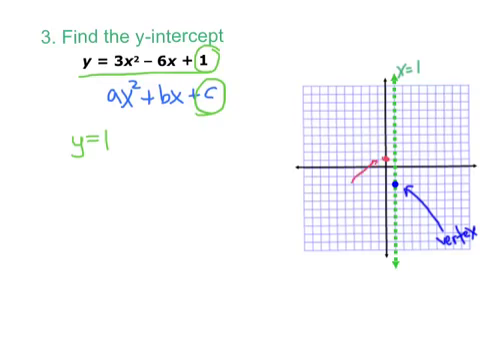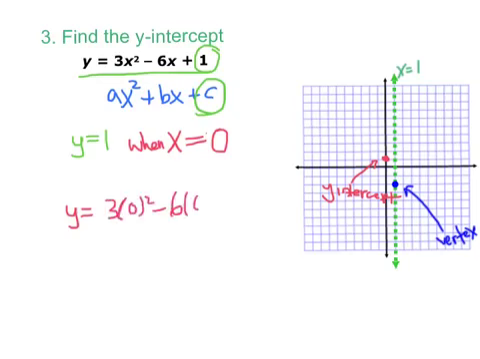And this is our y-intercept. Now the long way that we could do this is we could say, okay, well, we know that the y-intercept is when x equals 0. So we could plug 0 in for x, and then we could say y equals 3 times 0 squared minus 6 times 0 plus 1. These go away, so we get y equals 1. So that's the long way of doing it.